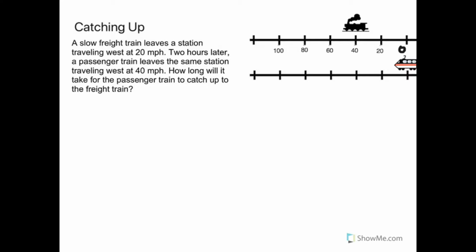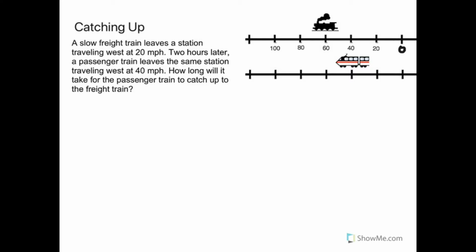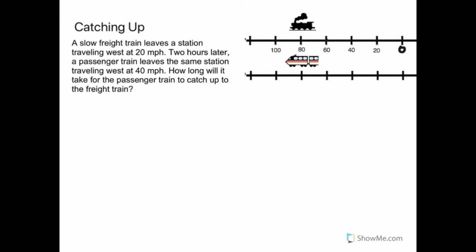It's about to leave. After 3 hours have gone by, the passenger train has finally left, and it's gone 40 miles because it's going 40 miles an hour. The freight train has gone ahead another 20 miles. It's now 60 miles from the station. And finally, after 4 hours, the freight train has traveled 80 miles. The passenger train has only been traveling for 2 hours, but it's also traveled 80 miles. The passenger train is about to pass the freight train.